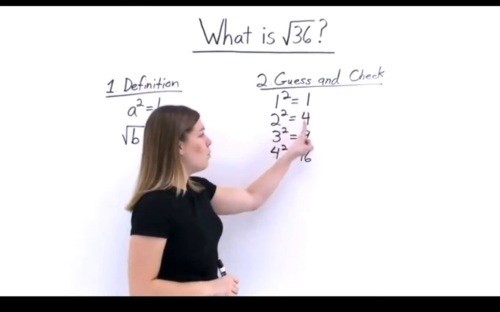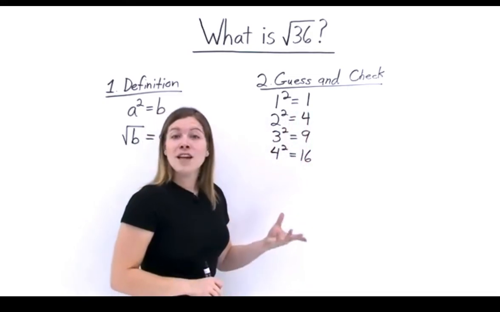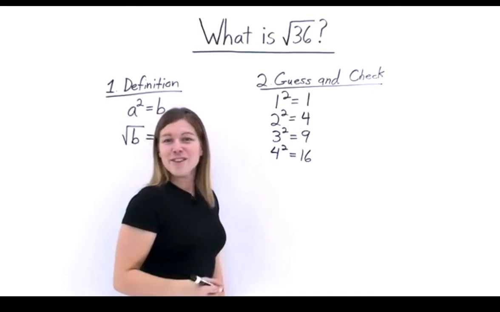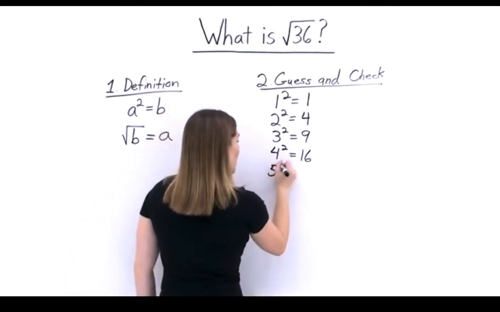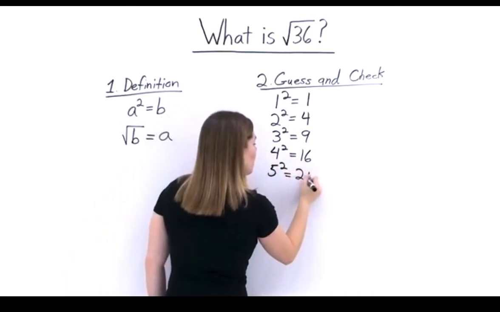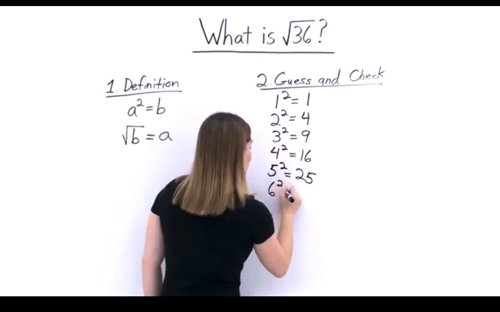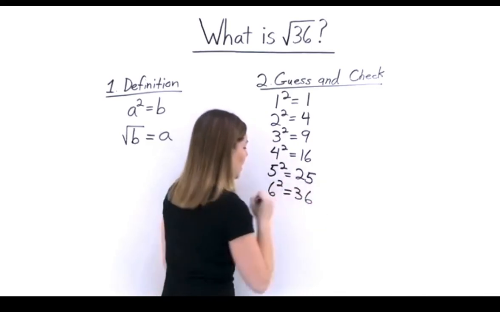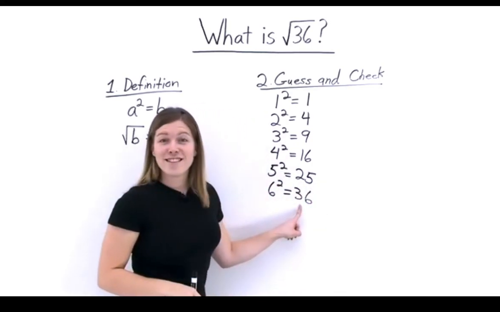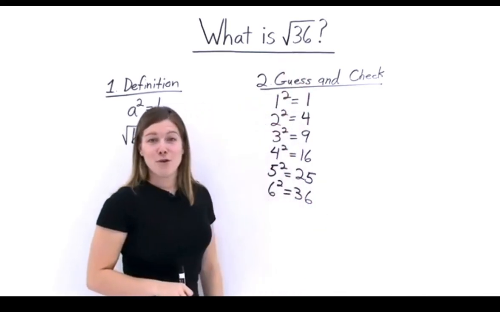But as we go, we're getting larger and larger. So we're getting closer and closer to 36. So let's keep going. 5 squared is equal to 25. Not 36, but we're getting closer. 6 squared. 6 squared is 36. Hey, 36! That's the number we were looking for.